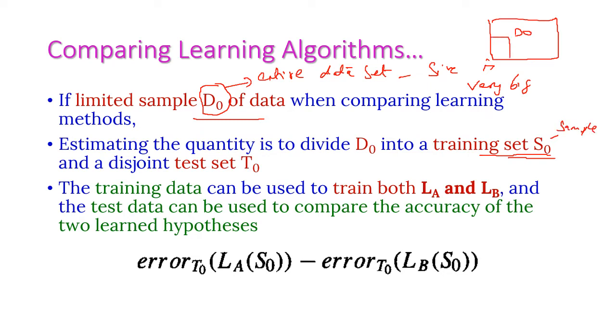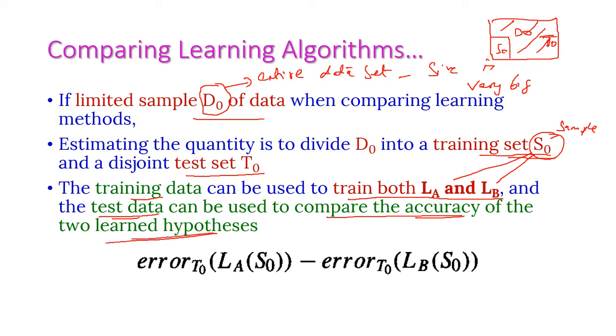So a portion we can take to train the algorithm. This is S0. And the remaining data are the testing data set, which is called T0. The training data S0 is used to train the learning algorithms LA and LB, and the remaining test data can be used to compare the accuracy of the two learning algorithms.